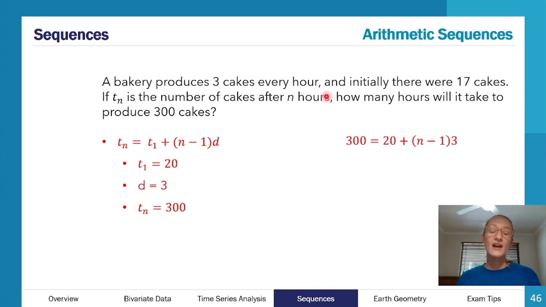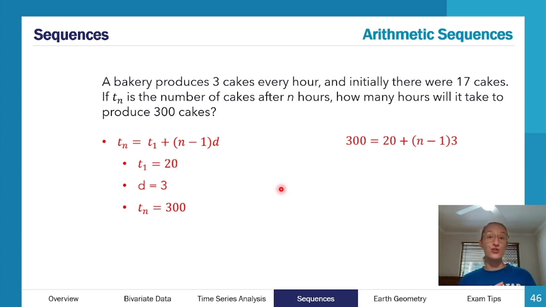So after 1 hour, we can make an extra 3 cakes. After 1 hour, we started with 17 cakes and we've made 3 cakes. So T1 is actually 20 because this is saying n is equal to 1. So after 1 hour, we have 20 cakes. Or you could also define T0 as 17. That's another way you can communicate that. But again, it's really important when it comes to word questions, you need to think about what is it actually asking me and how am I going to communicate it?